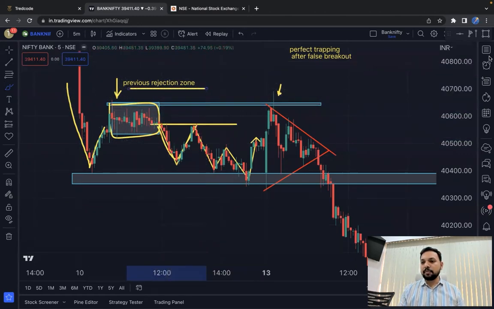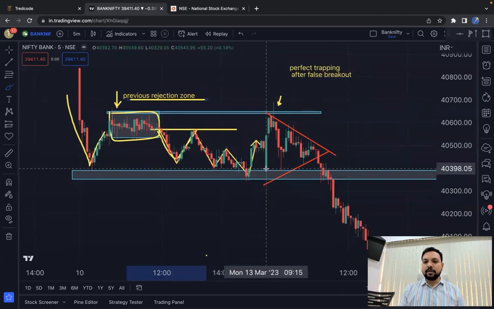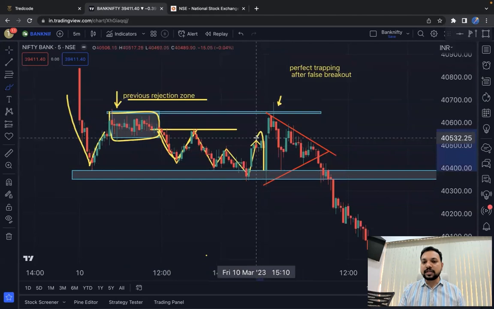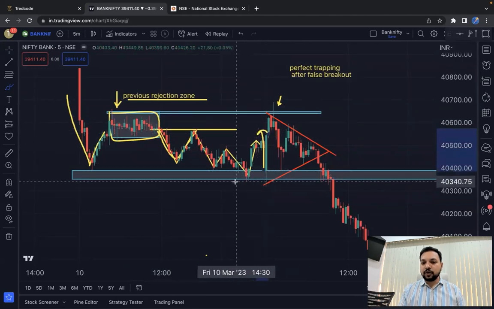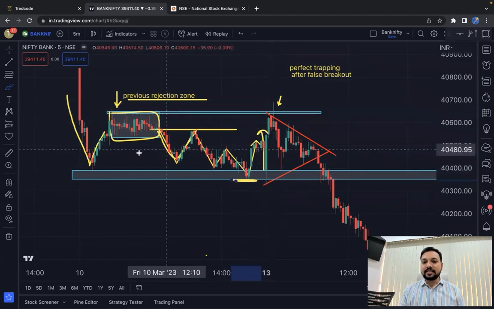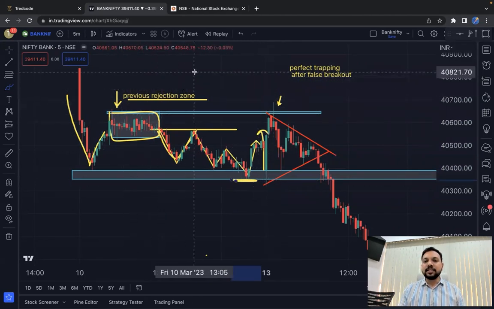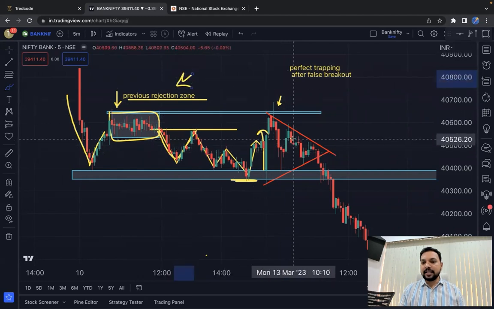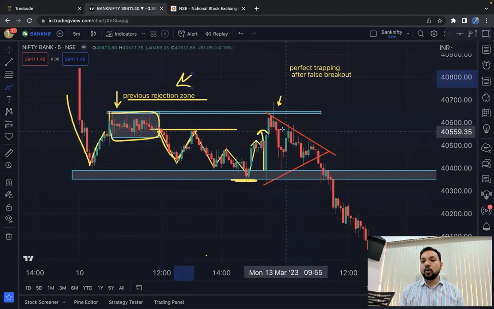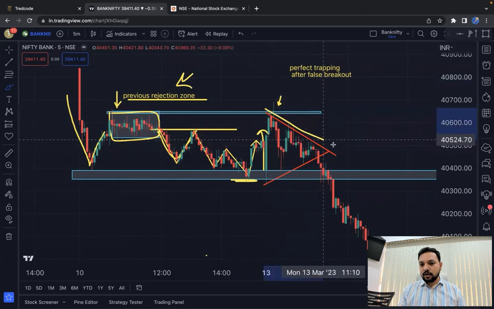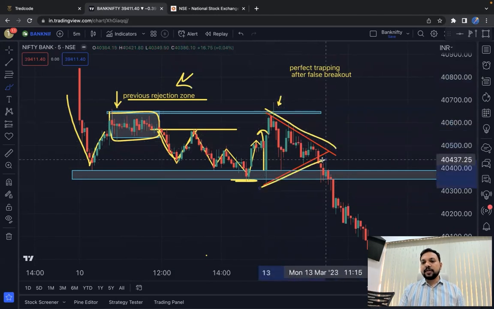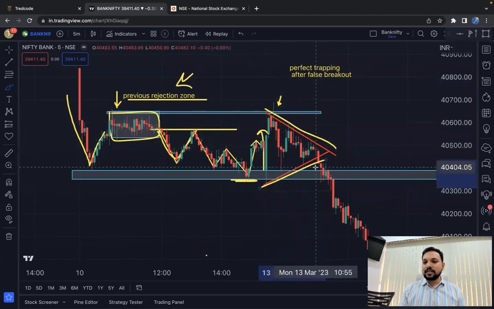Now, next day, what happened? This was the day when the market opened gap down, and it was a gap down bullish structure. But can you see? It took support exactly near yesterday's low, and then it struggled going above this previous rejection zone. And can you see, after that it started forming lower highs, and to be very specific, it started forming a kind of symmetrical triangle.